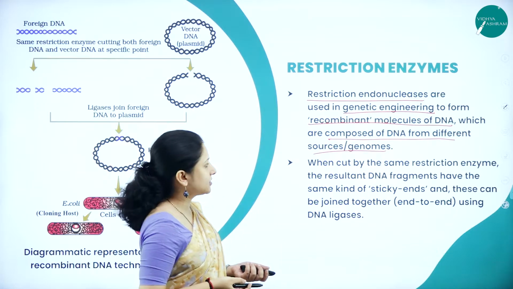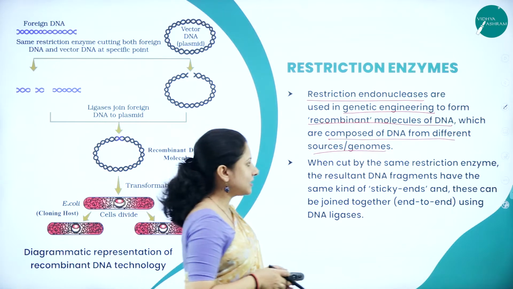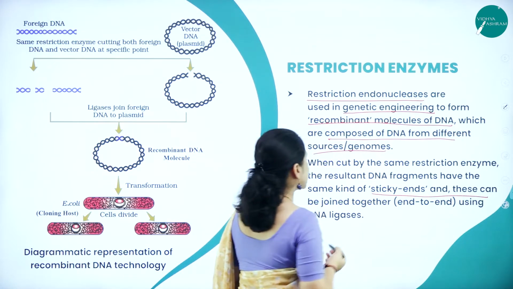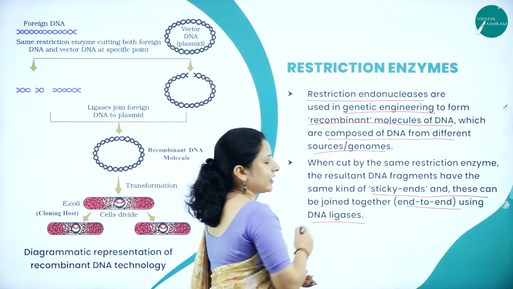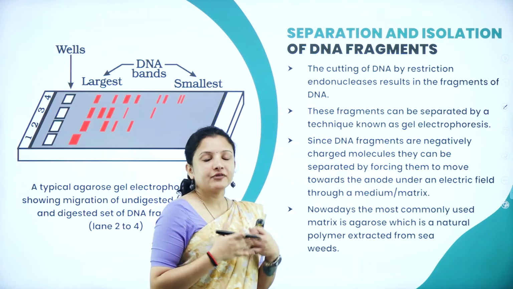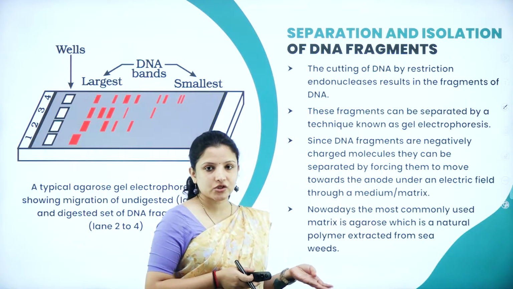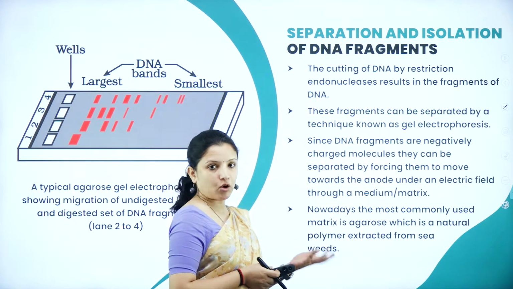So all this I have explained to you. When cut by the same restriction enzyme, the resultant DNA fragments will have sticky ends, and these can be joined together end to end using DNA ligase. So all this I have already mentioned. The next step, after cutting of the DNA, various types were used, that is restriction enzymes, DNA ligases, all that we talked about.